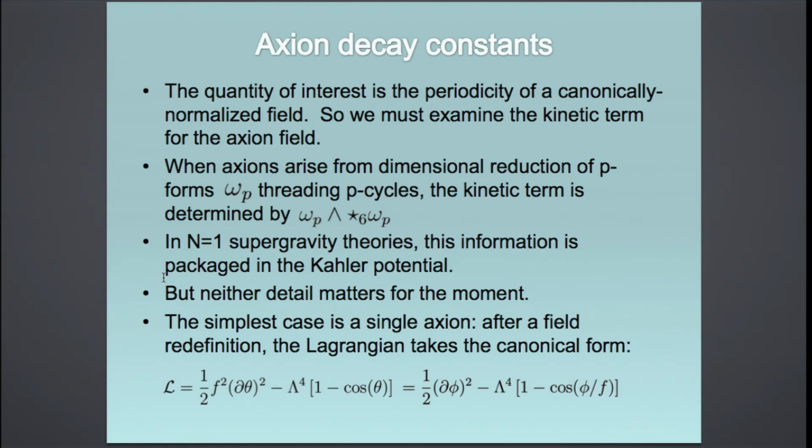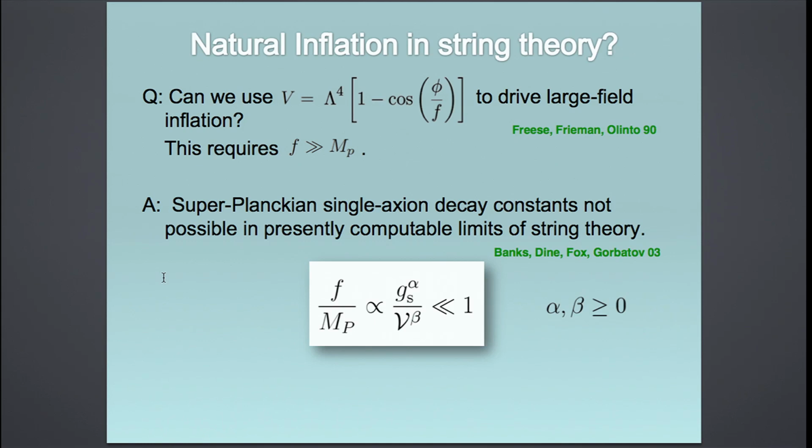So how do you examine it more closely? You actually compute in string theory what these decay constants are. So you take some compactification manifold, you compute ω wedge star ω, integrate it over the internal space, and see what you get. Well, Banks, Dine, Fox, and Gorbatov wrote a very interesting paper about this in 2003, where they pointed out that the axion decay constants in units of the Planck mass, in all presently computable limits of string theory, scale like some non-negative power of the string coupling divided by some non-negative power of a volume.